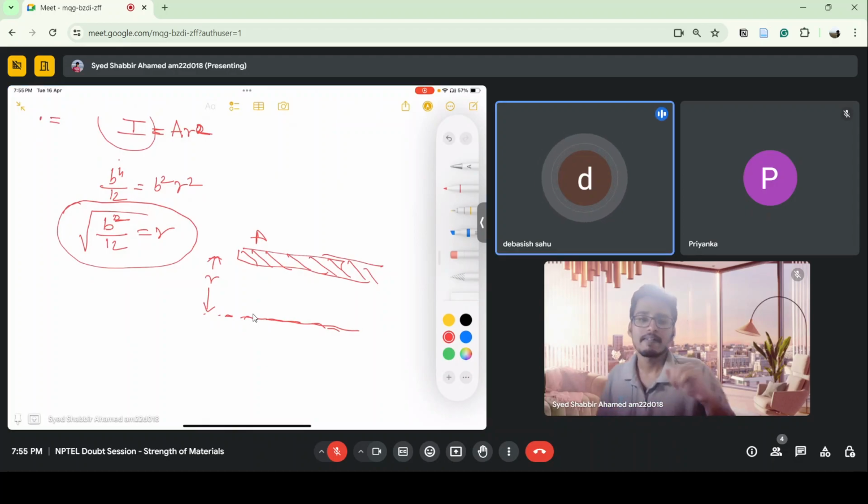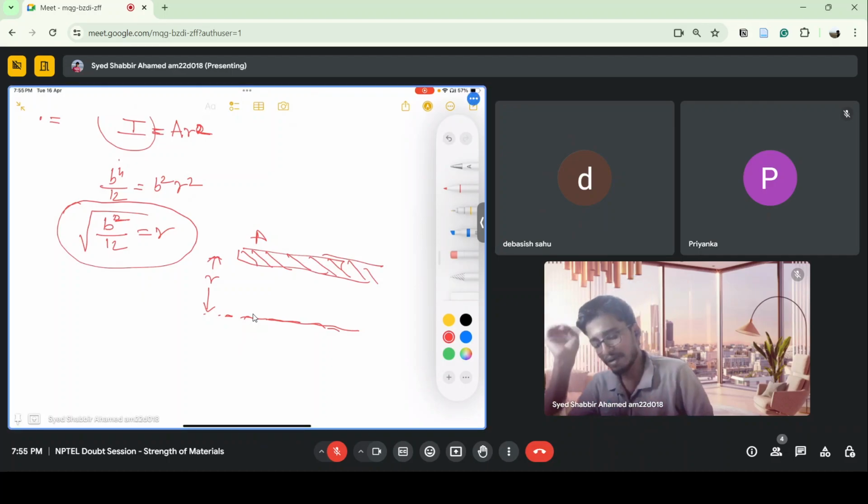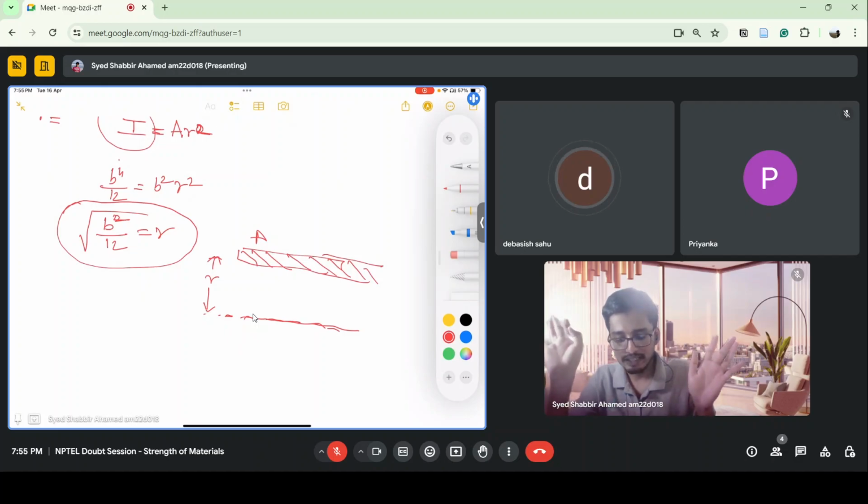Sir, the same thing we can calculate by the parallel axis theorem, na, sir? From a definite distance of axis, we calculate the moment of inertia. No, no, parallel axis theorem is different, and radius of gyration is different.